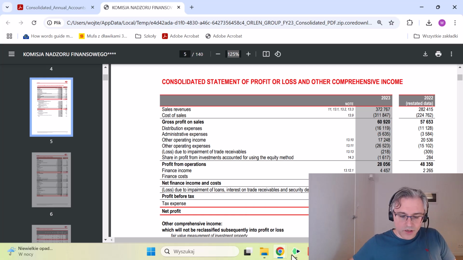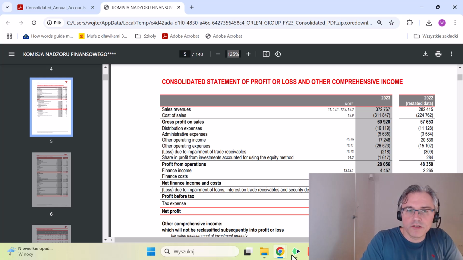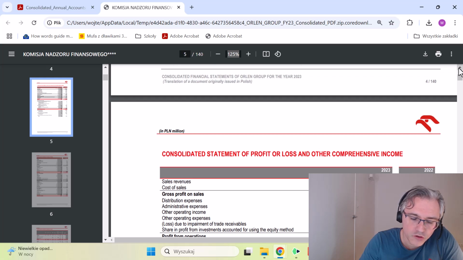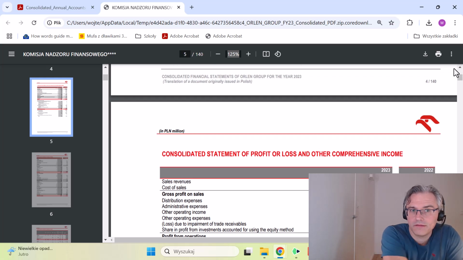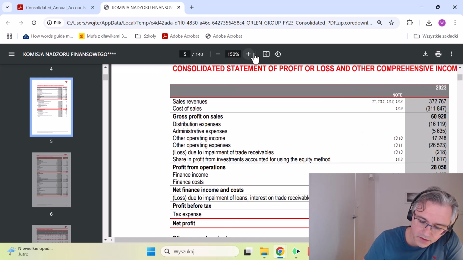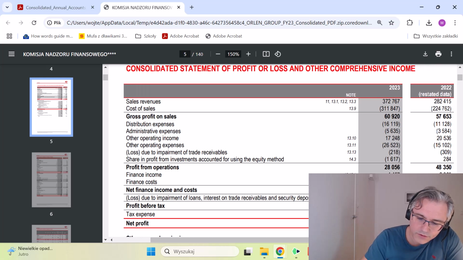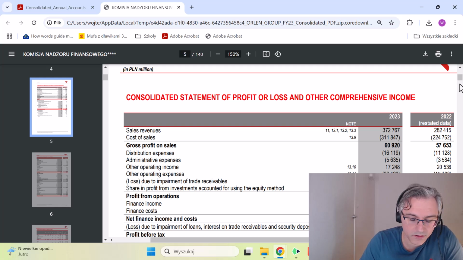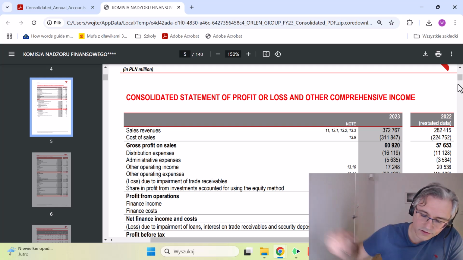So let me now show you an actual example of this. What I've got on my screen is the consolidated profit or loss statement for one of Poland's biggest companies, a company called Orlen. They are a huge energy business. They're in the oil business, but also natural gas. And you can see this is their income statement, starting with sales revenue. All of this is in, I guess, millions of the Polish currency, in millions of zlotys. So, 6 additional zeros need to follow.